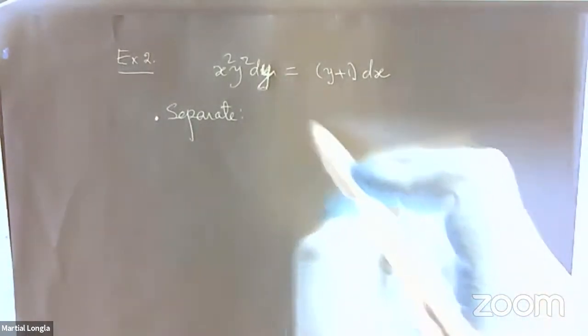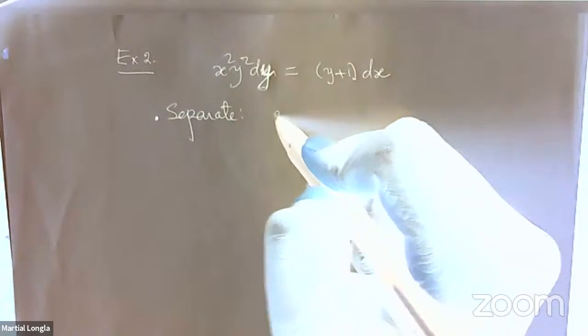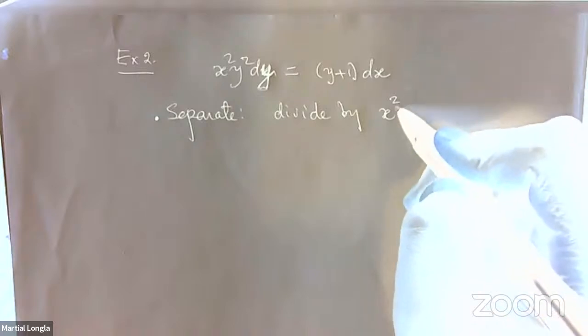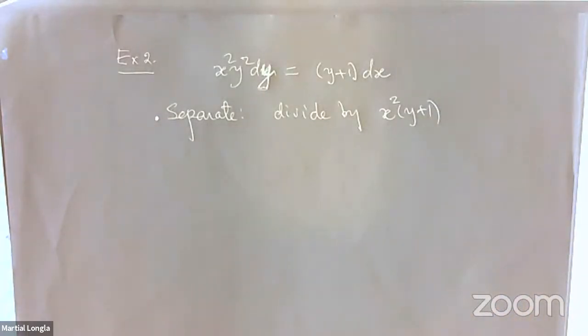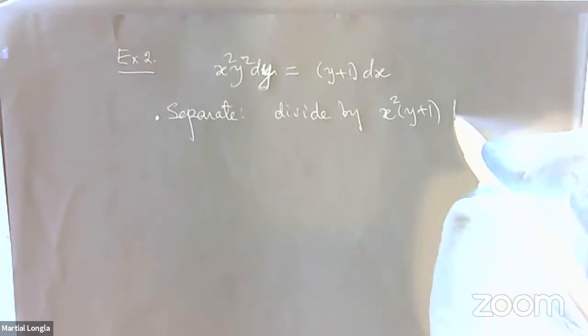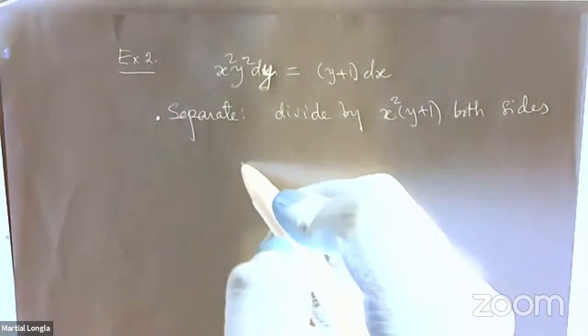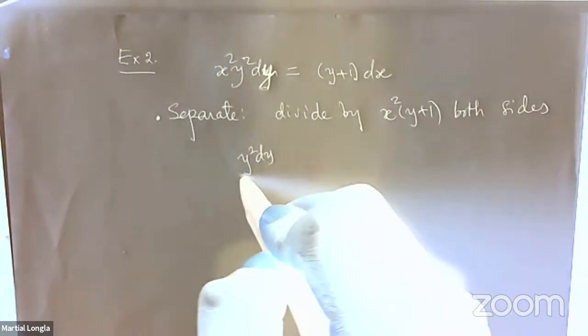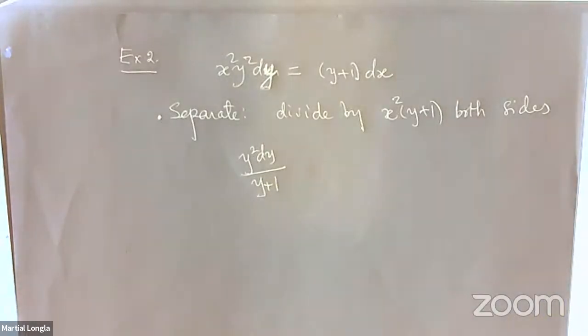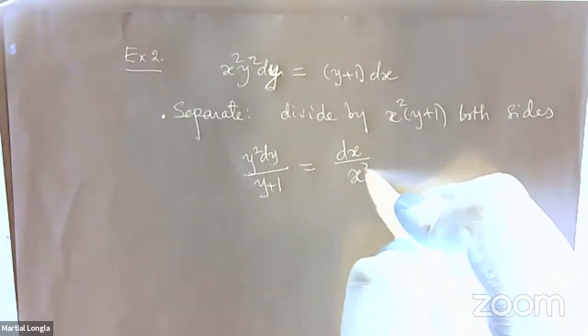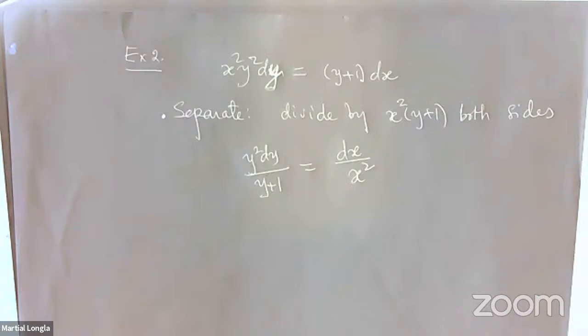How do you do that? Here in this case, you divide both sides by x squared times y plus 1, right? And when I do that, I get y squared dy over y plus 1 equals, when I divide here, dx over x squared. Now you can see that you have all the y's on one side and all the x's on the other side. Does this make sense?